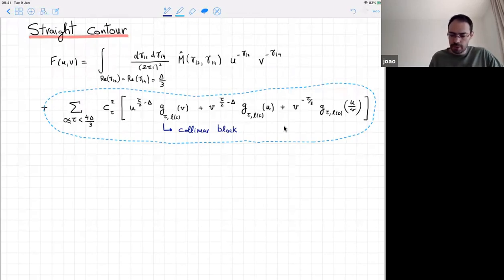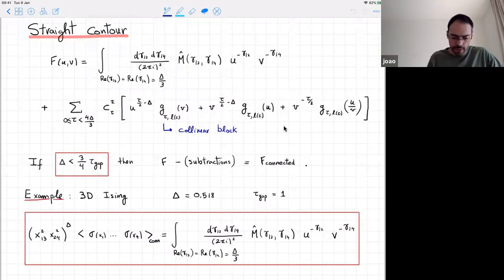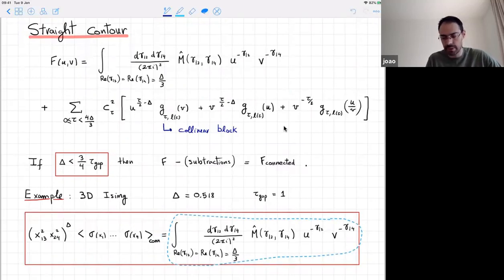In particular, this is enough to show that the 3D Ising model has a non-perturbative Mellin amplitude. The only thing you have to subtract in that case is the disconnected piece. So if you take the connected 4-point function of the sigma operator, then this 4-point function does have a Mellin representation, non-perturbative.